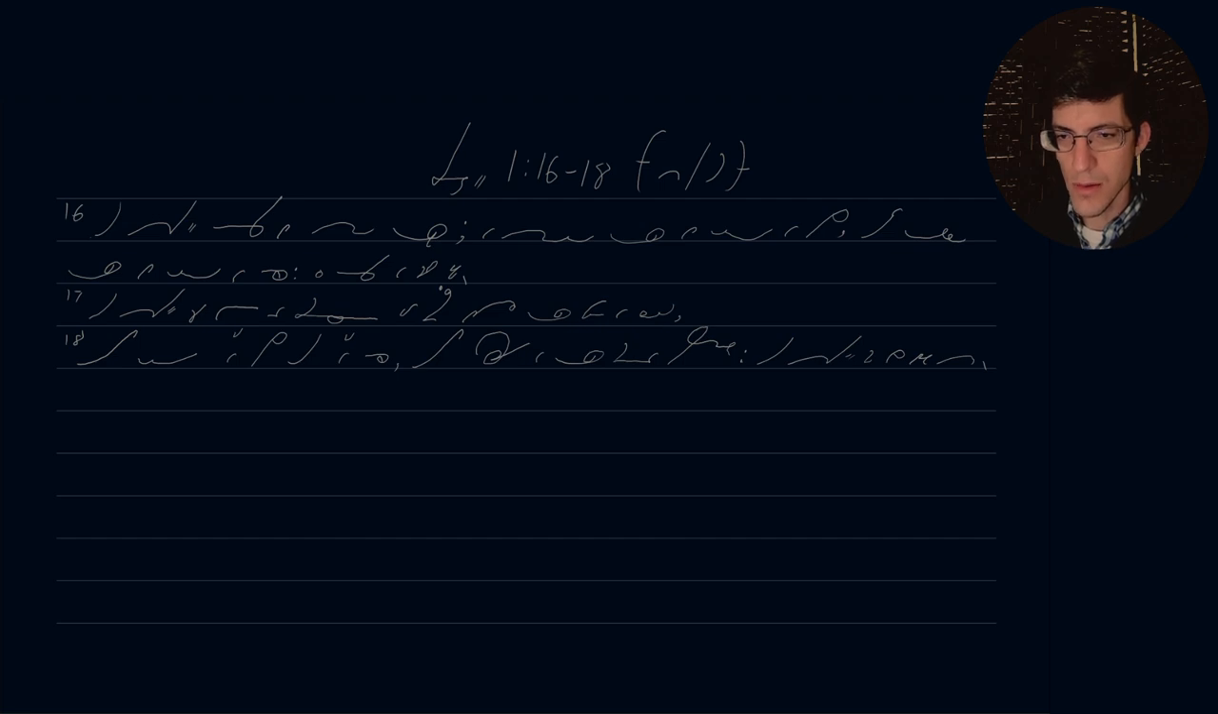And God made two great lights. The greater light to rule the day, and the lesser light to rule the night. He made the stars also. And God set them in the firmament of the heaven to give light upon the earth. And to rule over the day and over the night, and to divide the light from the darkness. And God saw that it was good.